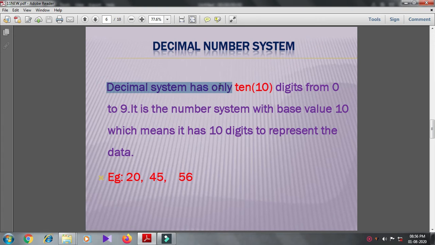First one, decimal number system. Decimal system has only 10 digits from 0 to 9. It is the number system with a base value 10, which means it has 10 digits to represent the data. Every number or value can be represented with 0, 1, 2, 3, 4, 5, 6, 7, 8 and 9 in this number system. Example: 20, 45, 56 etc.